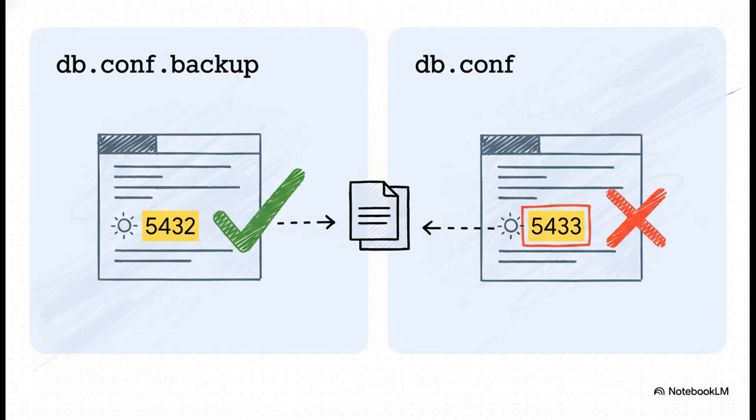So what exactly was the change? To find out, we can use a really cool command called diff to compare the two files line by line. And there it is. That's our aha moment. The output from diff shows it plain as day. The port number was changed from the correct 5432 to 5433. I think we found our culprit.